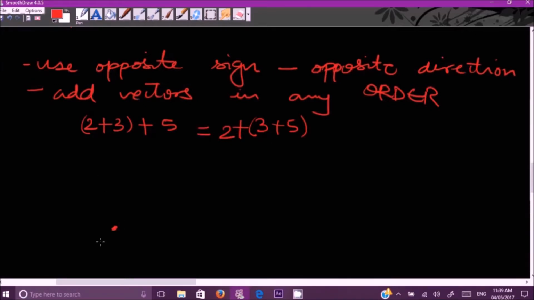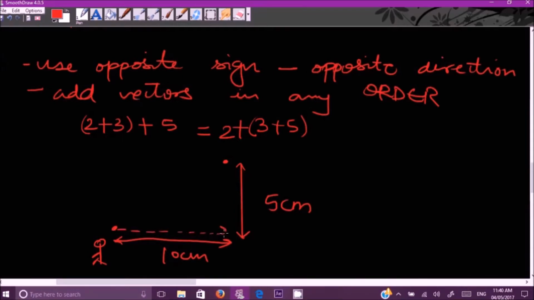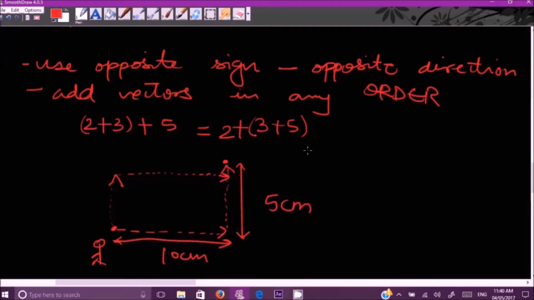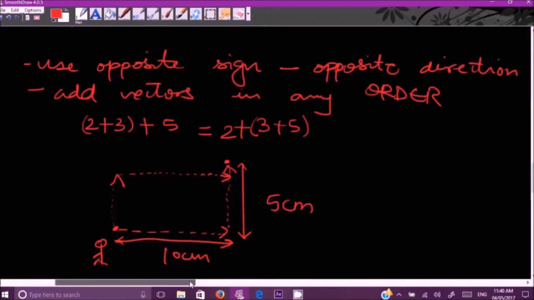Similarly, if you are standing here and you want to reach this location, let this length be 10 centimeters and this length be 5 centimeters. Now there are two ways. First, you travel 10 centimeters east, then from here you travel 5 centimeters north. Or first you travel 5 centimeters north, then you travel 10 centimeters east. You reach the same location. So order does not matter in the case of vector addition.